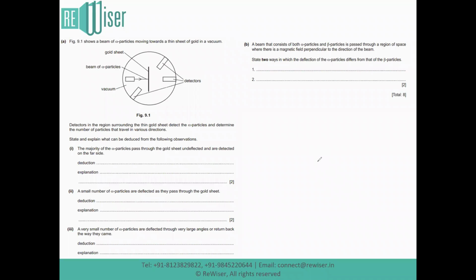Hello guys, let's have a look at another question here. Let's start reading the question. Figure 9.1 shows a beam of alpha particles moving towards a thin sheet of gold in a vacuum. Detectors in the region surrounding the thin gold sheet detect the alpha particles and determine the number of particles that travel in various directions.